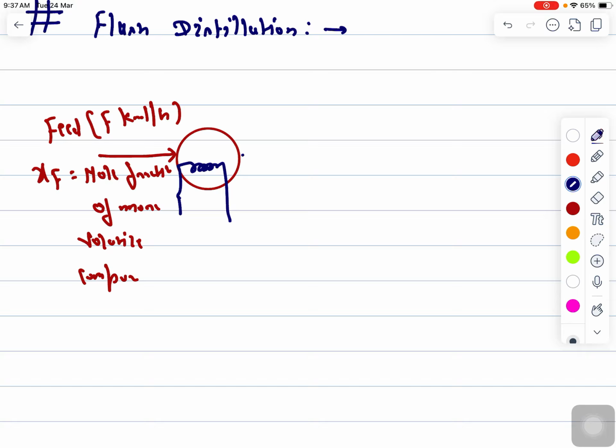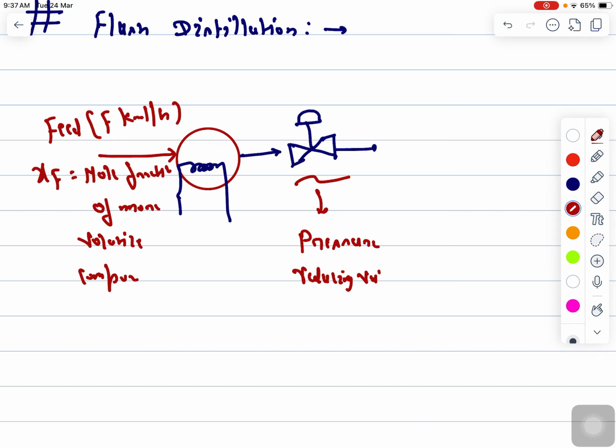Now what happens, this feed after passing through the heat exchanger will be subjected to a pressure reducing valve, right? So it will be subjected to a pressure reducing valve. So this is called the pressure reducing valve, right?